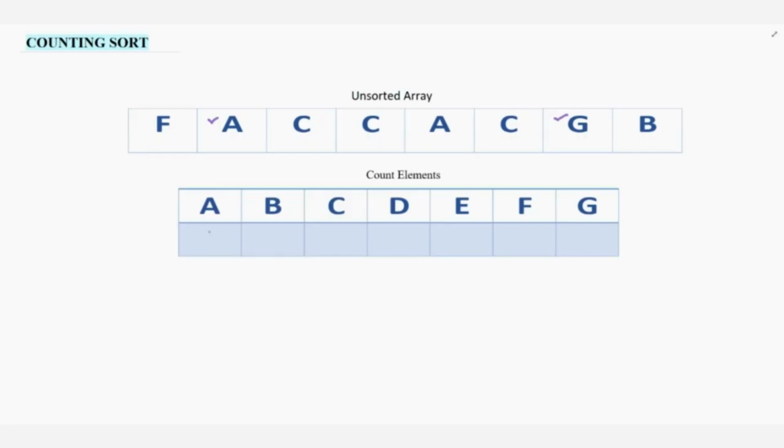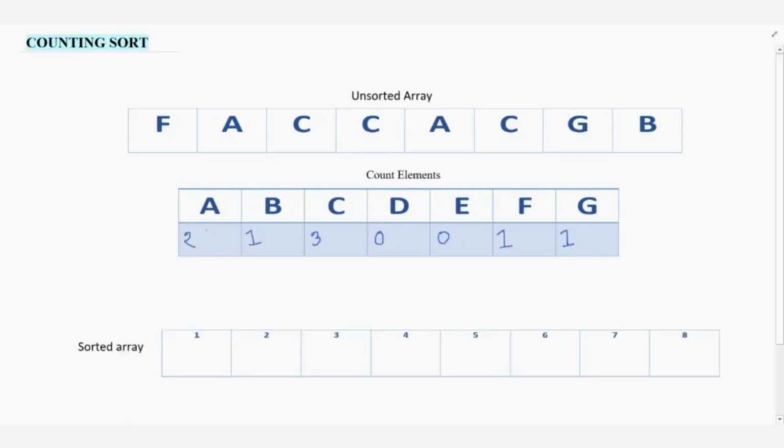So the frequency of A is 2, the frequency of B is 1, the frequency of C is 3, and for G it is 1. So this is how we counted the elements. Given the counts of the elements, we need to find the position of the elements in the sorted array. In this sorted array, in which position can we place the third C? We have a total of 3 C and we want to place the third C.